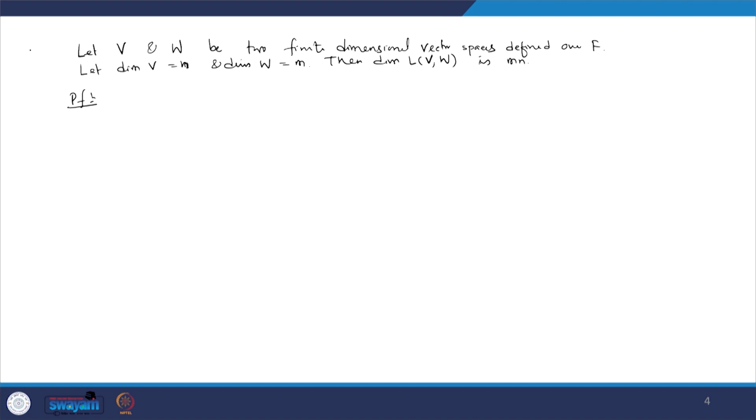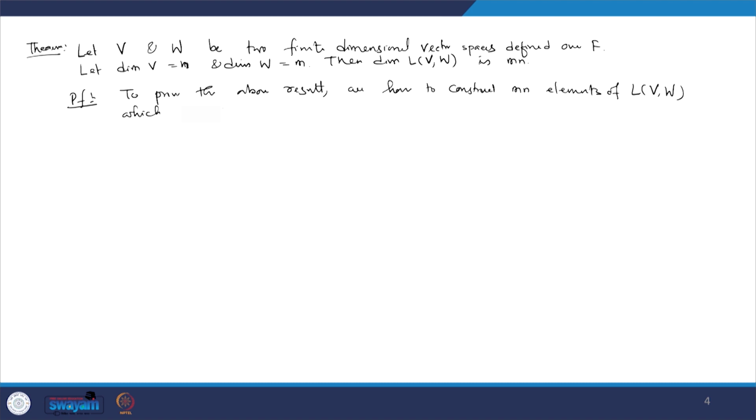So, you can say this is a theorem. Now, to prove the above result, we have to construct mn elements of L(V, W) which will span L(V, W) and be linearly independent also.